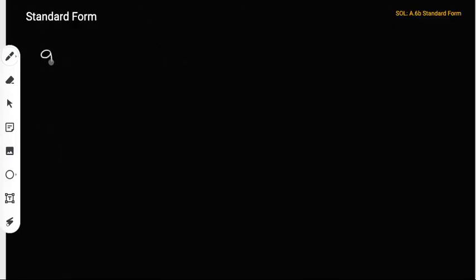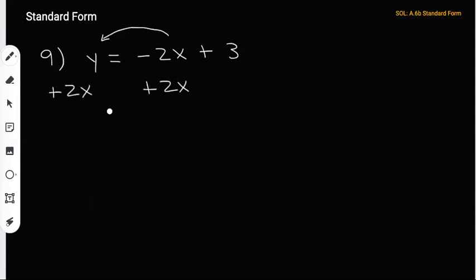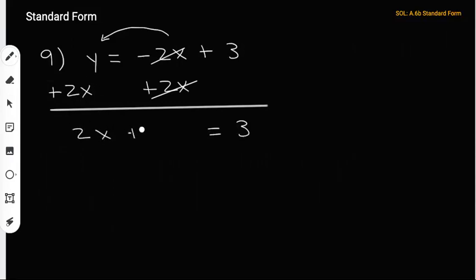Okay. The last one we'll do in this video is going to be number 9. Y equals -2x plus 3. So I want to get the -2x to the other side. I'm going to add 2x to both sides to do that. So they cancel out on this side, leaving me with a positive 3. On the other side, I'm going to have a 2x plus y. And that is already in standard form.